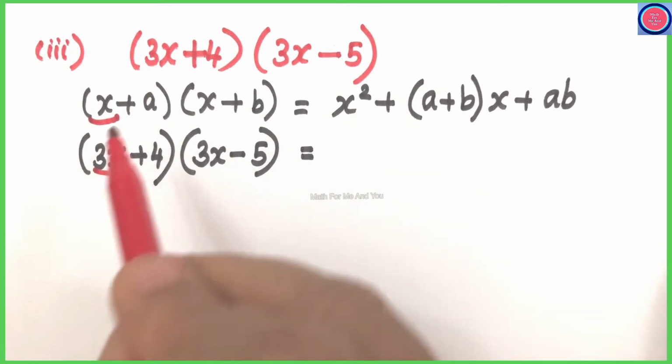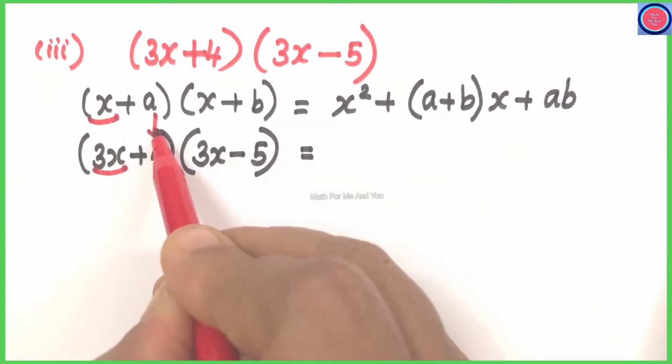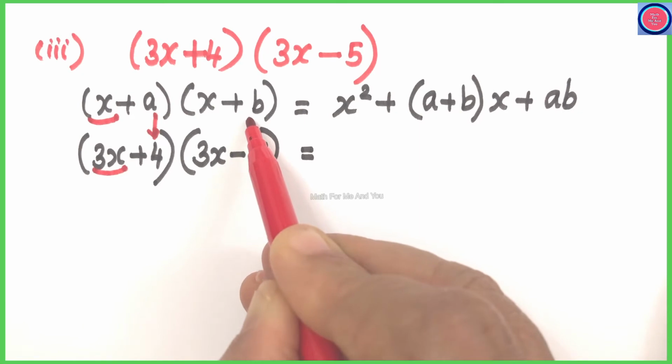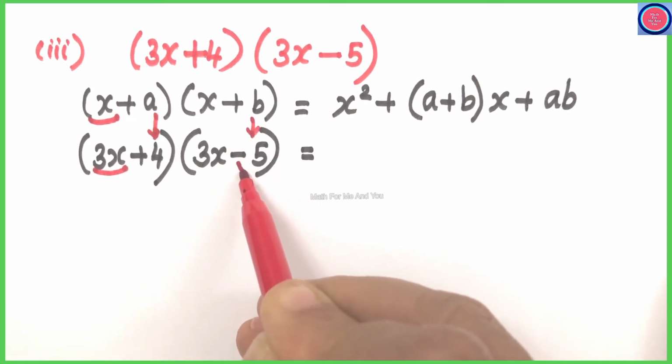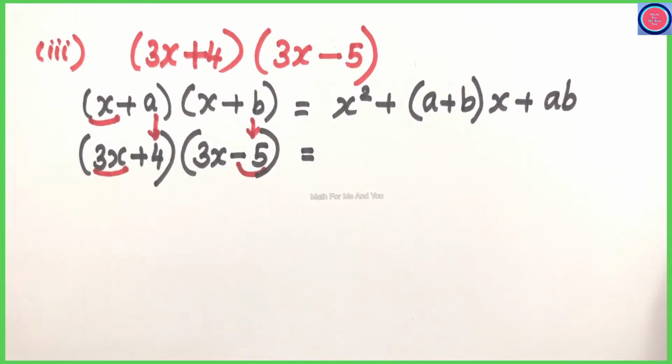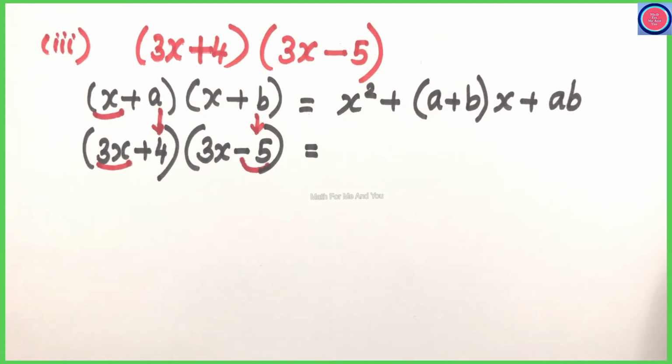That means in place of x it is 3x. What is in place of a? 4. What is in place of b? See, it is x plus b and here it is 3x minus 5. So b is negative 5. We have to consider that negative with the number. We can write the answer.